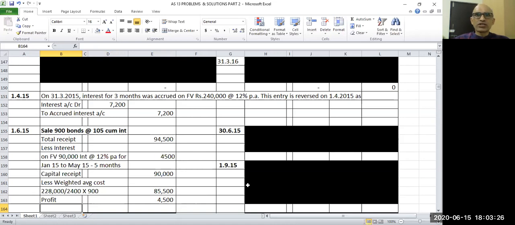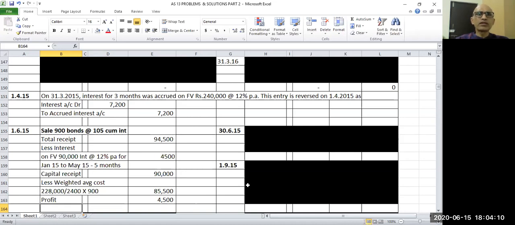I repeat two transactions that we have accounted for till now. One was accounting for interest, the reversal of interest rather. At the beginning of the year, we had interest accrued of 7,200. So that was getting reversed by passing the entry interest account debit to accrued interest account. And now we are recording the sale of 900 bonds at 105 rupees per bond cum interest price. Total amount received is 94,500. On face value of 90,000, interest at 12% per annum from the last payment date, which was 31st December. So January 15 to May 15, it's a period of 5 months for which we have received the interest. It comes to 4,500 rupees.